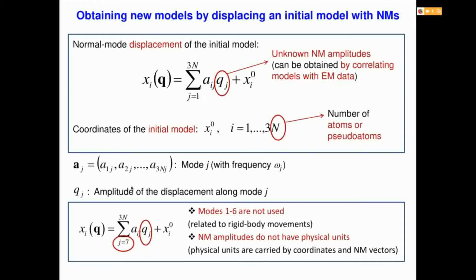But we are starting actually from mode number 7. The first 6 modes are related to rigid body motions, and we are dealing with these motions specifically in our alignment method. We are combining rigid body alignment with elastic alignment, and this is how we deal with rigid body motions. Also, it is important to notice that these Qs, normal mode amplitudes, do not have physical units, and the physical units are at the level of these normal mode vectors.